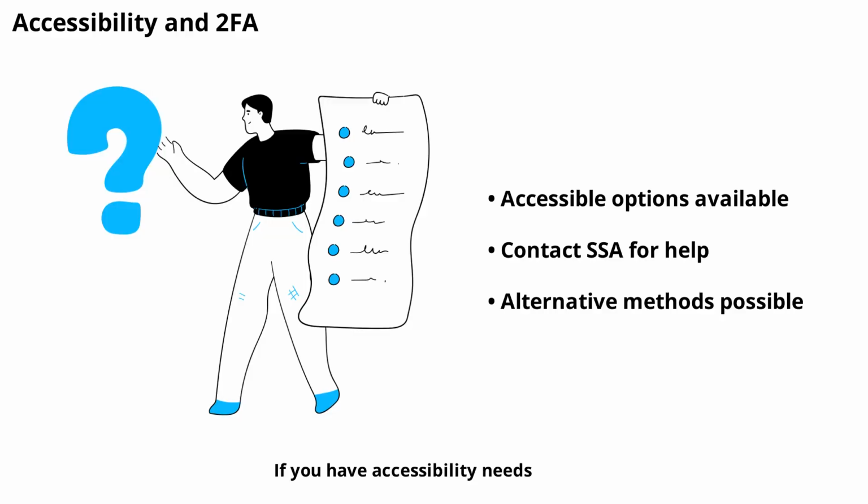The Social Security Administration strives to make two-factor authentication accessible for everyone. If you have accessibility needs, there may be alternative verification methods available. Contact the SSA for assistance if you have trouble using standard 2FA options.